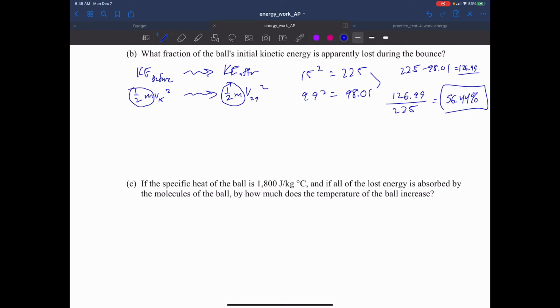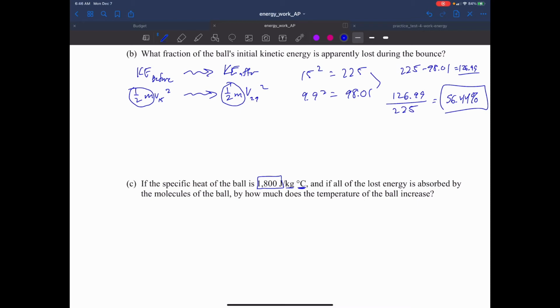It says that it's 1,800 joules per kilogram degree Celsius. So even with no chemistry knowledge, we should be able to figure out that for every 1,800 joules of energy, that is going to raise the temperature of 1 kilogram of mass 1 degree Celsius. And you know that they're ones because there's always an invisible 1 here if you don't have these values, right? So it takes 1,800 joules of energy to raise 1 kilogram of that particular substance 1 degree Celsius. Okay. So how much does the temperature of the ball increase?